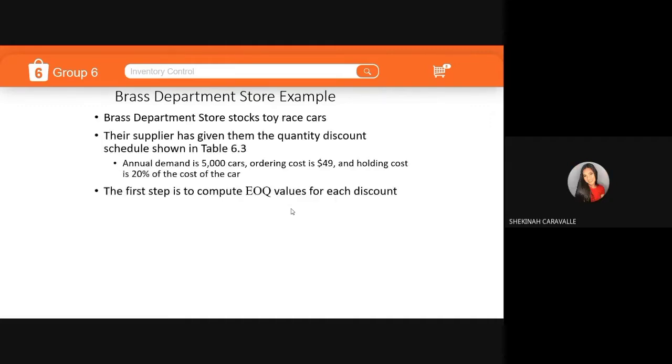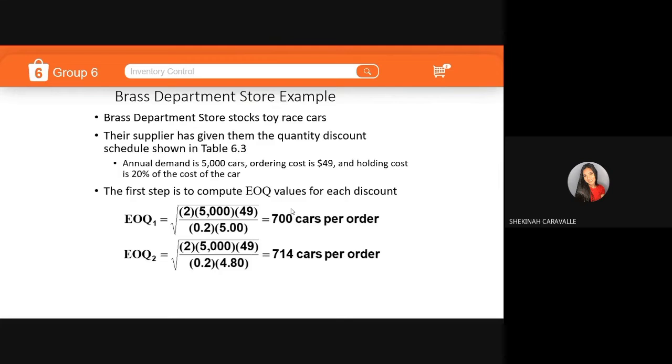Let's use the Brass Department Store example. Brass Department Store stocks toy race cars. The supplier has given them the quantity discount schedule shown in Table 6.3. Annual demand is 5,000 cars, ordering cost is $49, and holding cost is 20% of the cost of the car. The first step is to compute the EOQ value for each discount. As you can see, you just need to use the formula below and substitute the givens.